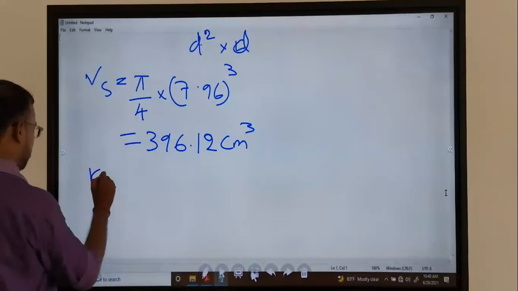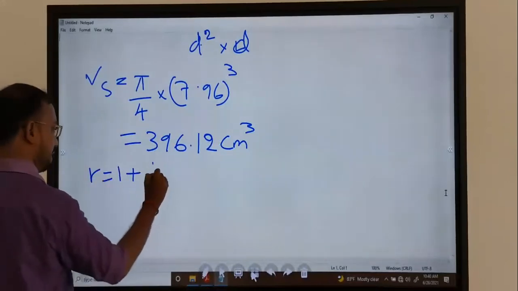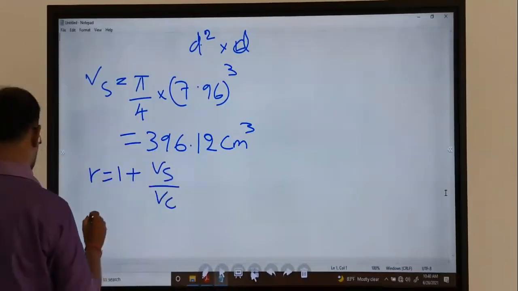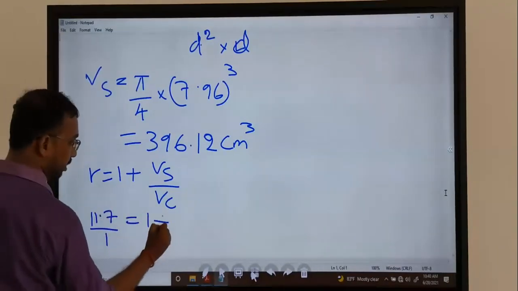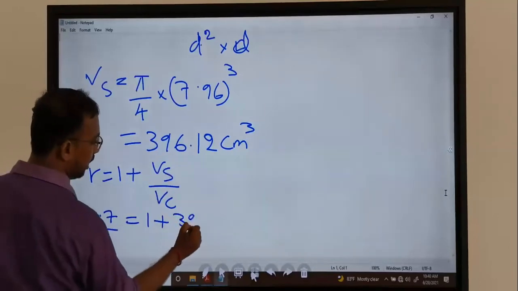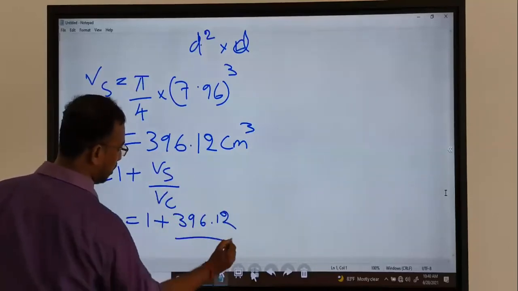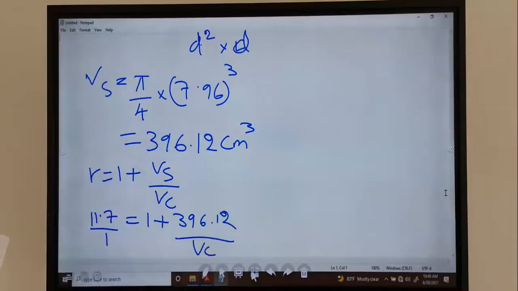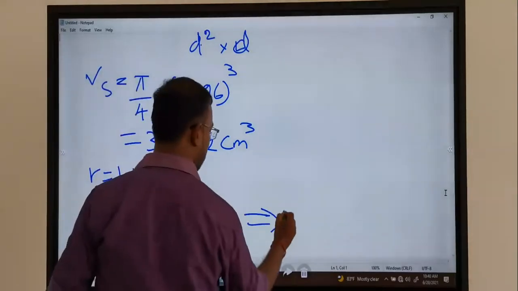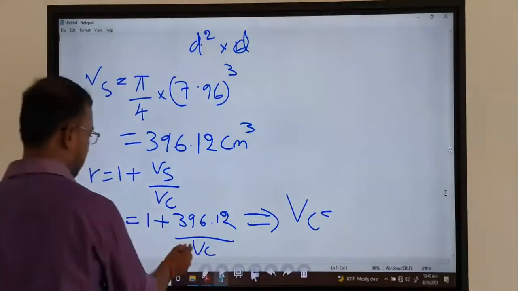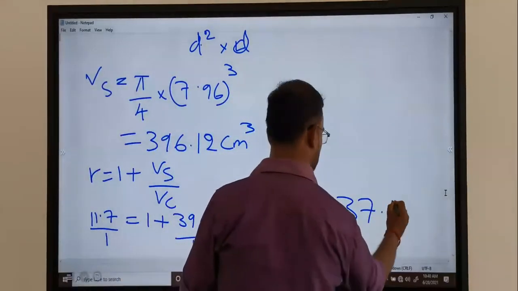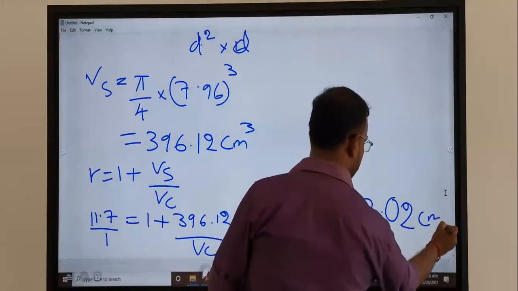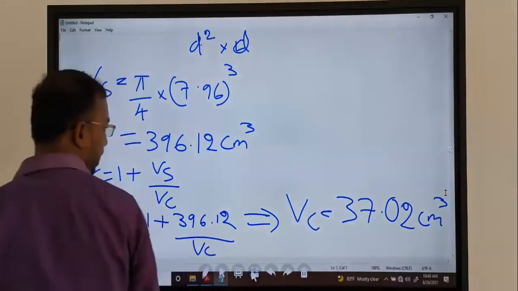So now we write the other equation. Here the compression ratio 11.7 equals 1 plus Vs over Vc, where Vs is 396.12 and Vc we have to find. So the Vc comes to 37.02 centimeter cube.